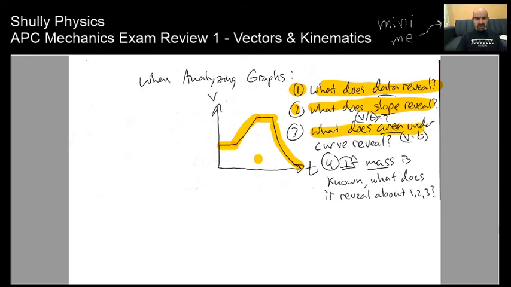What does the area under the curve reveal? This is the third thing you should think about. So what does area tell us? Well, area that's under this curve here. Does that have a meaning?